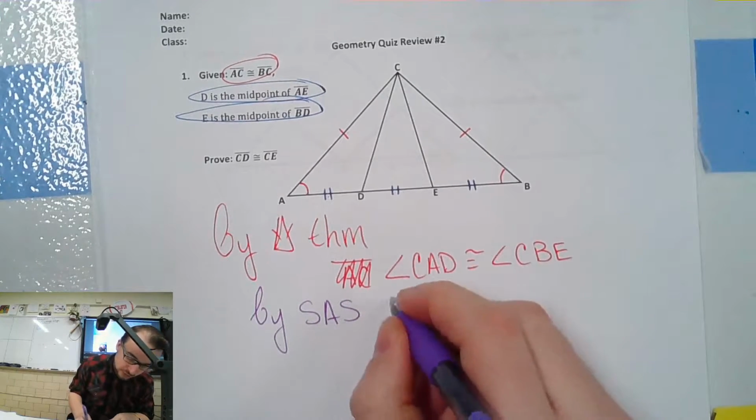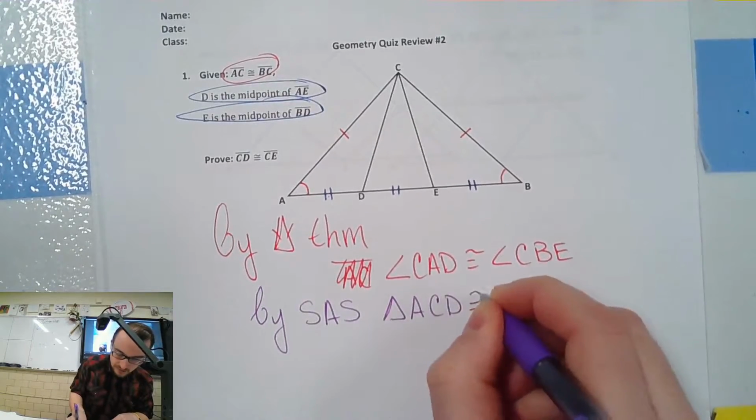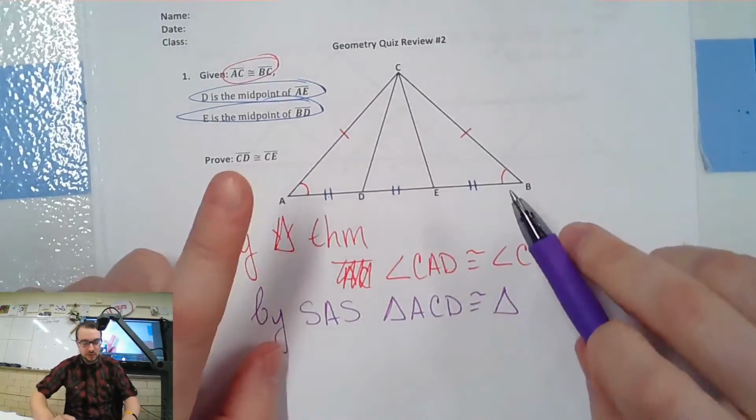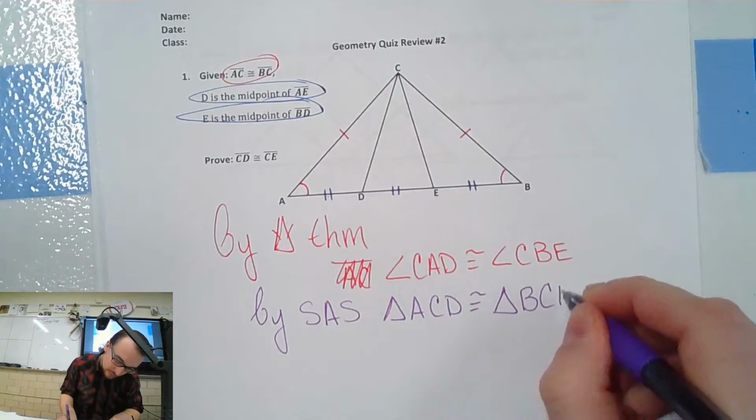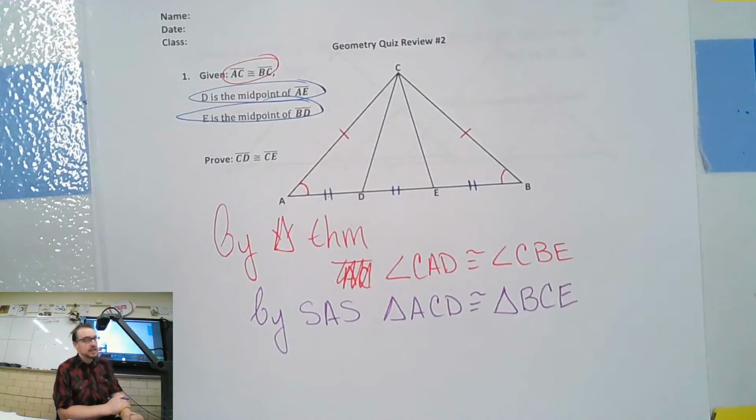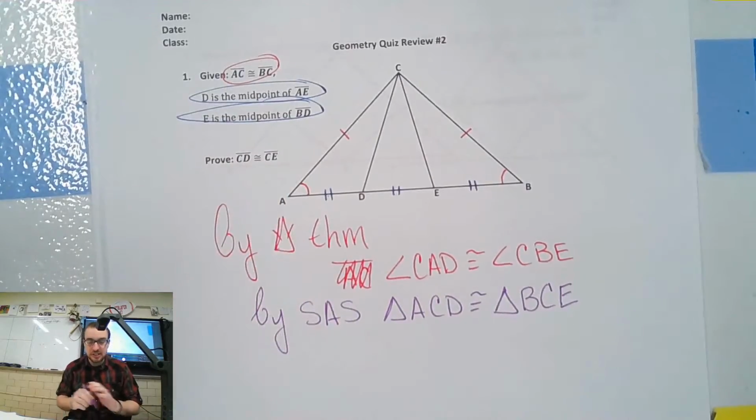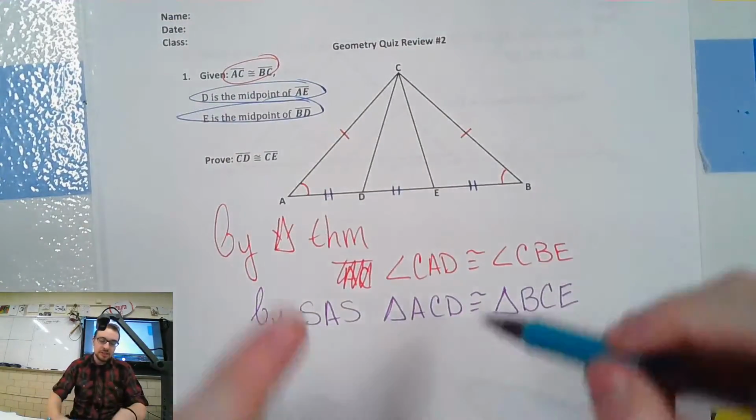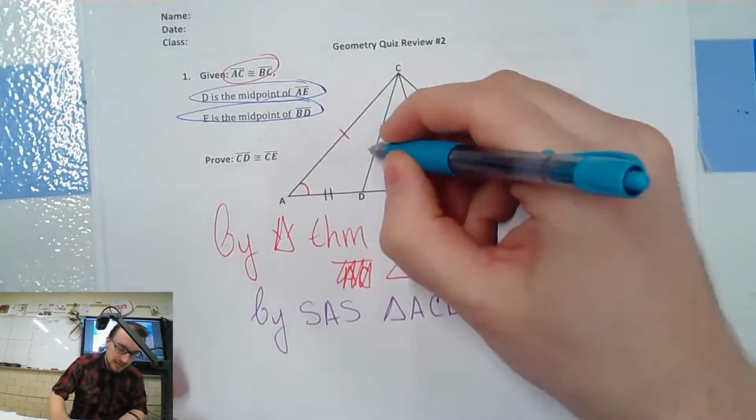Side, angle, side. The two triangles are congruent. I'm going to call that triangle ACD, congruent to the other triangle. A matches up with B, C matches up with itself, and D matches up with E. So BCE. Again, you can check the sides to make sure those angles are congruent. So now we've got this. We want to prove CD and CE congruent. Well, luckily, CD and CE are part of these triangles, right? So we can say by CPCTC.